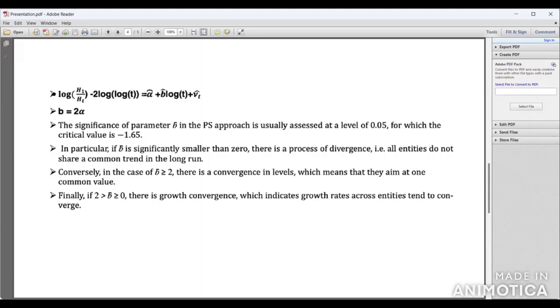On the other hand, if we are getting a value between 0 and 2, then we are saying the convergence is happening in the growth rates. For example, if we have GDP data and we are doing the convergence analysis through this Phillips technique, and our beta value is coming between 0 and 2, that means they are not converging in actual levels, but their growth rates are converging. This is basically the main idea.